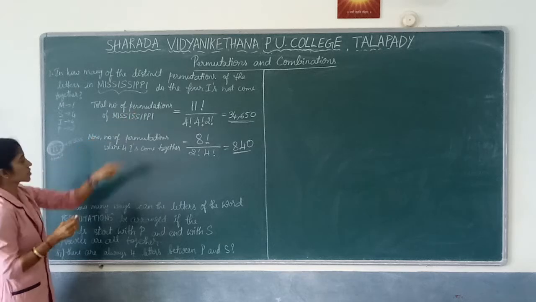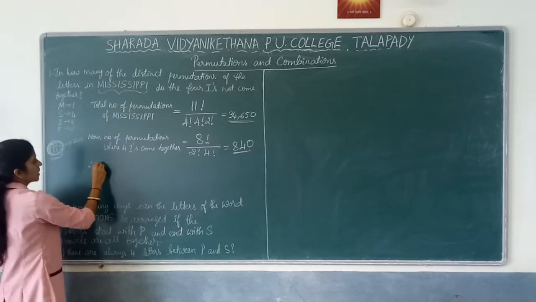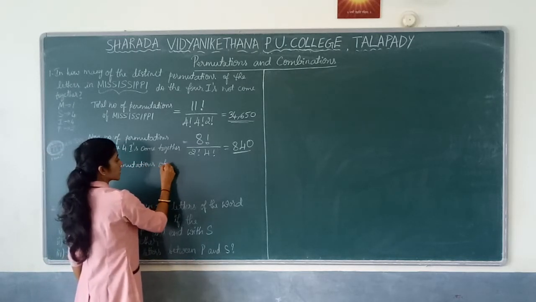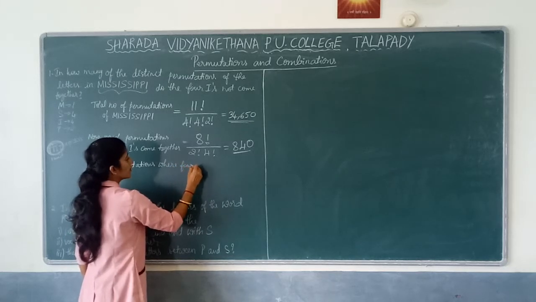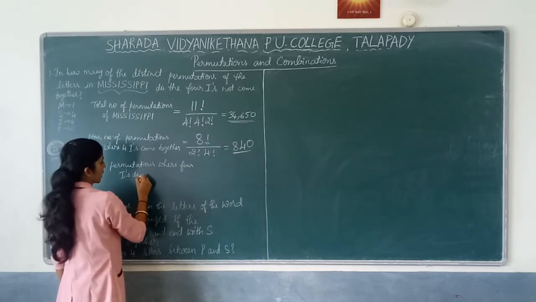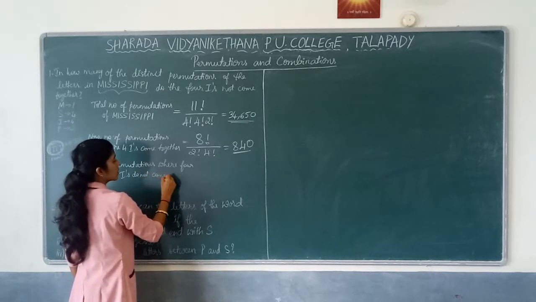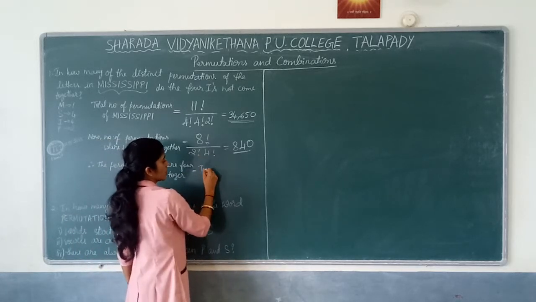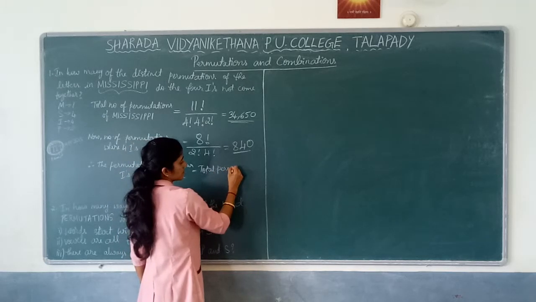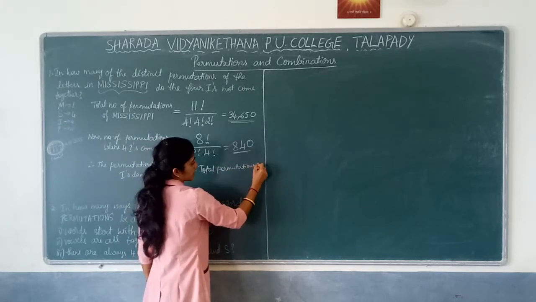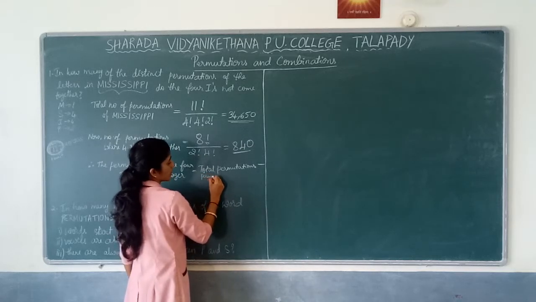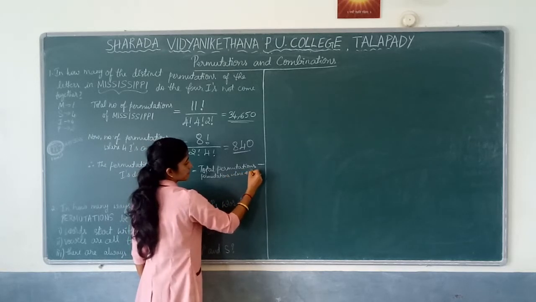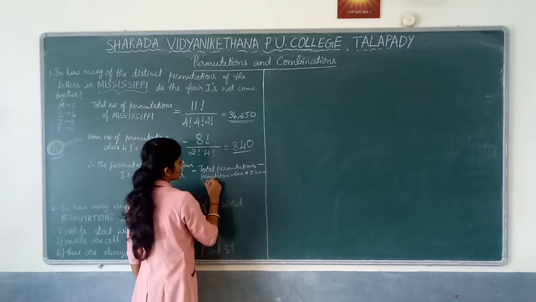But what we require are the permutations where the 4 I's do not come together, okay? The permutations where 4 I's do not come together is equal to the total number of permutations minus the permutations, or arrangements, where 4 I's are together, right? So what is this equal to?